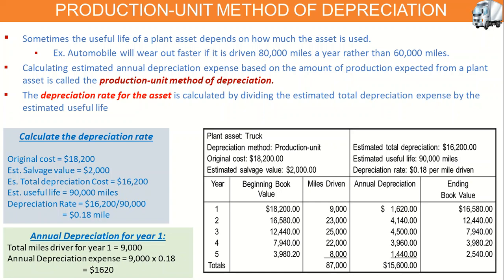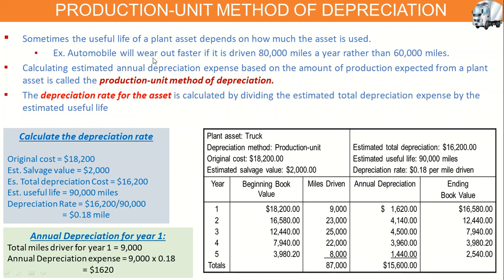Now we will discuss the production unit method of depreciation. Sometimes the useful life of a plant asset depends upon how much the asset is used. We could have two automobiles, and one is driven 90,000 miles and the other only 20,000 miles for year 1. The wear and tear will be more in the automobile that traveled 90,000 miles because it traveled more. So this is the concept in the production unit method of depreciation.